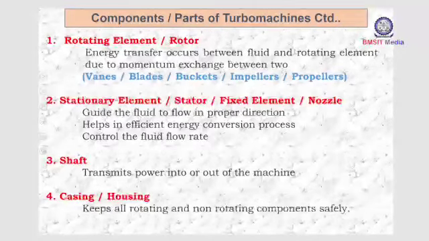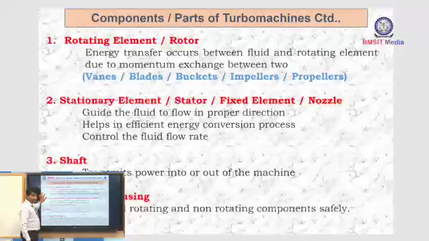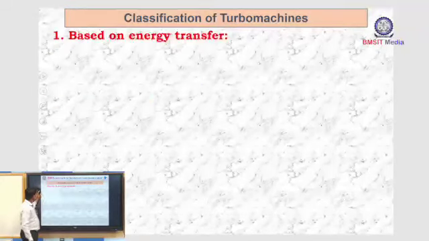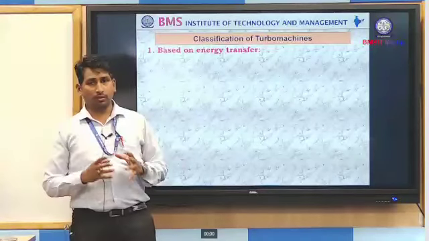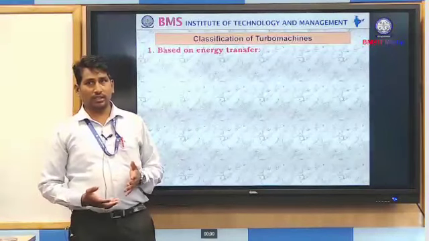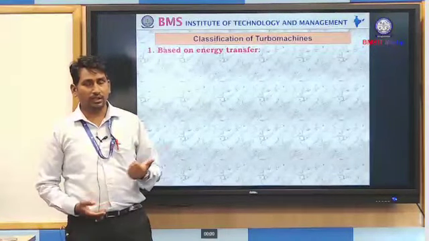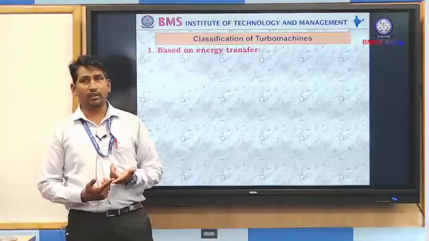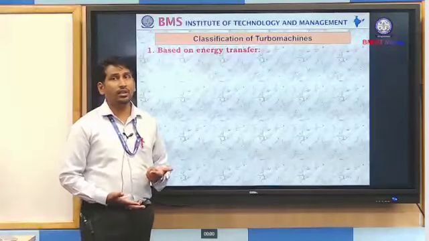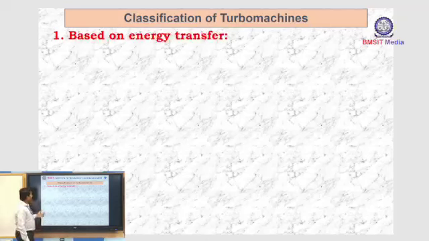Now we'll go for the next topic, called classification of turbo machines. How are turbo machines classified? By this time, I think you probably got some idea about how turbo machines are classified. It is based on energy transfer, that is, power absorbing and power generating. There is still more classification we can see further here. Based on energy transfer, how is it classified?